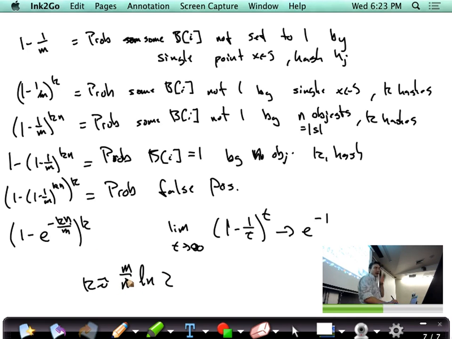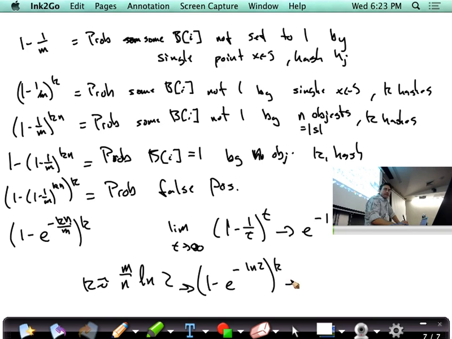I have in my notes that this is the case, but I'm probably not going to work it out on the spot. But you can write down this probability of false positive. So let's see what happens, as you have this balance between m and n here. If you set k equal to m over n times the natural log of 2 and plug this in here, this is going to be (1 minus e to the negative natural log of 2) to the power k.